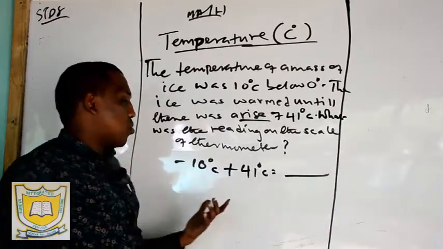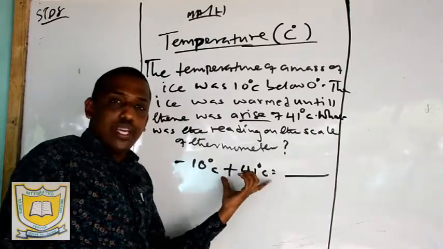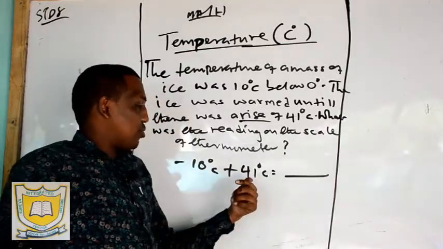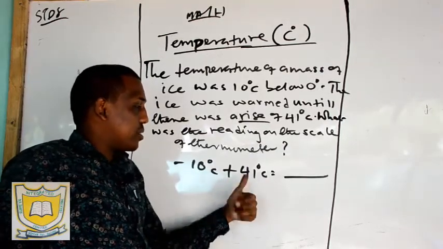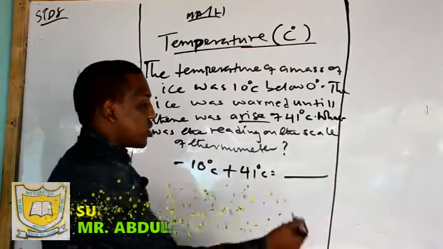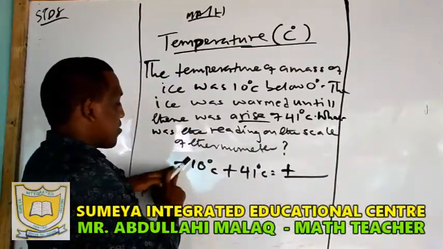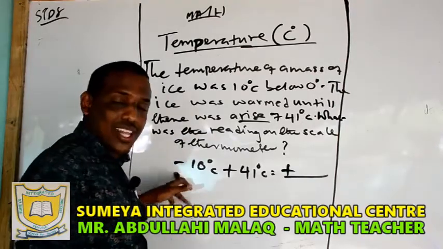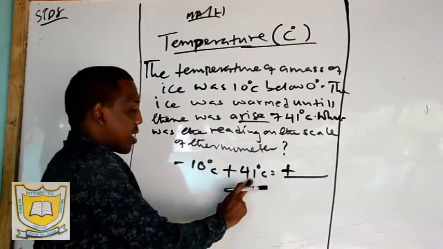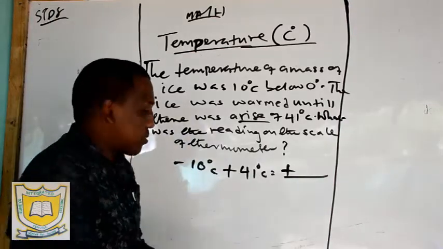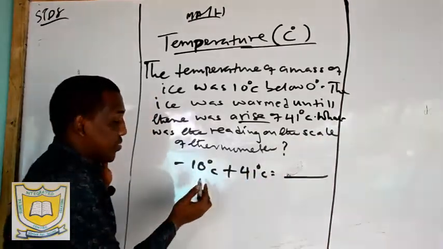What do we do now? I said when you see minus and plus, you check the sign of the bigger number. Between 10 and 41, 41 is greater than 10. So the bigger number's sign is plus, and the answer will be positive. Then we subtract because the signs are different. So you say 41 minus 10, because plus comes first.